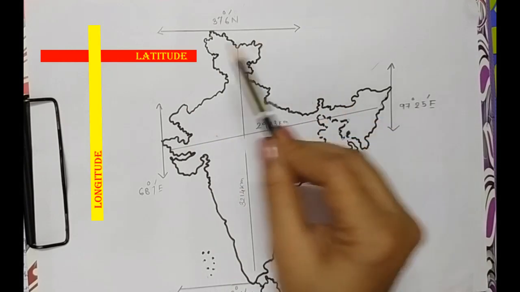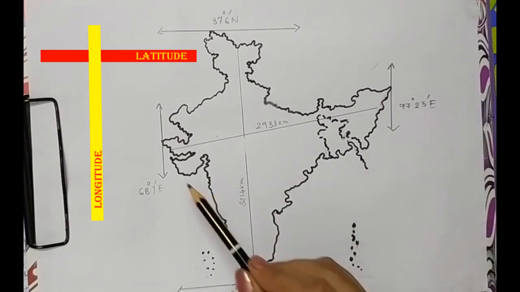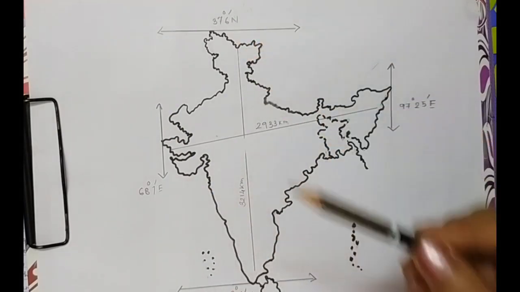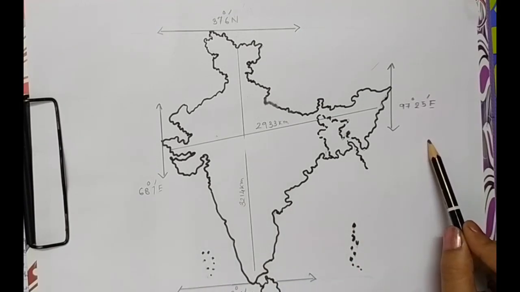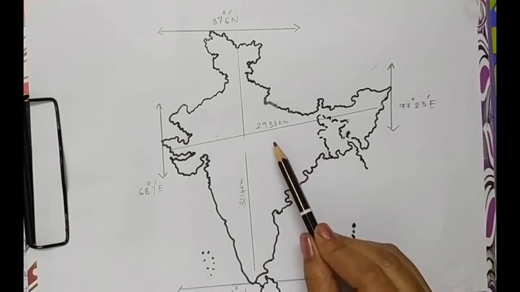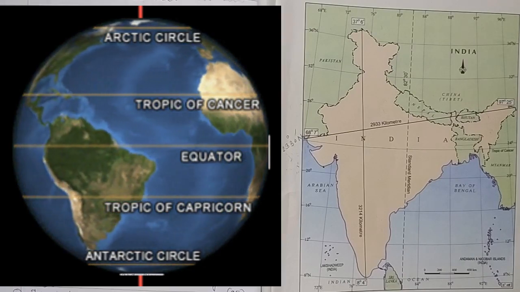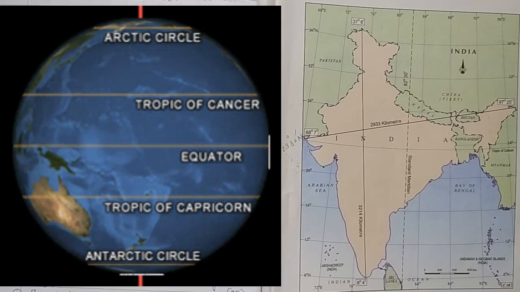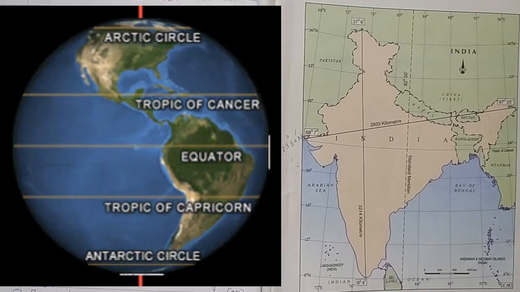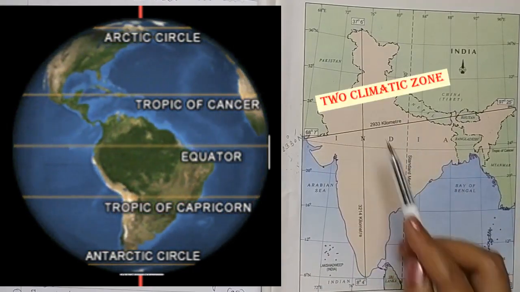The horizontal line means the latitudinal extension and the vertical line means the longitudinal extension. From Jammu and Kashmir to Kanyakumari, the latitudinal extension is 3214 kilometer, and from Gujarat to Arunachal Pradesh, the longitudinal extension is 2933 kilometer. Apart from the equator, there are other important latitudes: Tropic of Cancer, Tropic of Capricorn, Arctic Circle, Antarctic Circle. But remember, India has only one important latitude, the Tropic of Cancer. This Tropic of Cancer divides India into two climatic zones.